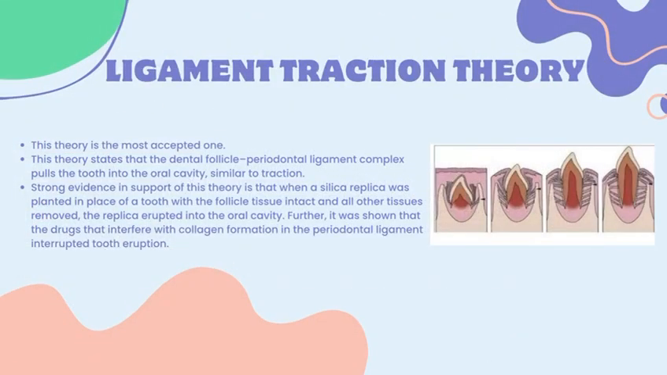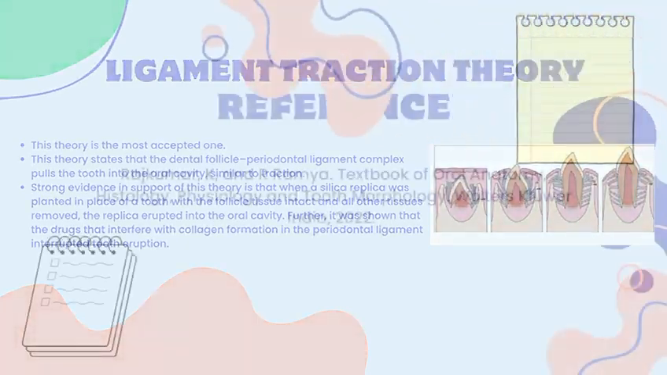So next is ligament traction theory, which is the most accepted one, which states that the dental follicle periodontal ligament complex pulls the tooth into the oral cavity, similar to traction. The support for this theory is that when a replica was planted in place of a tooth with the follicle tissue intact and all the other tissues removed, the replica erupted into the oral cavity. Further, it was shown that drugs that interfere with collagen formation in the periodontal ligament interrupted tooth eruption.